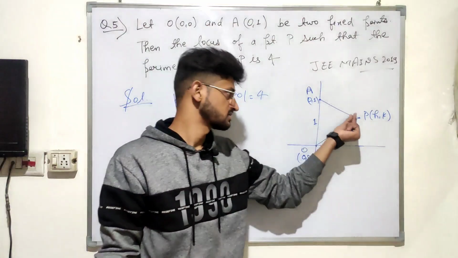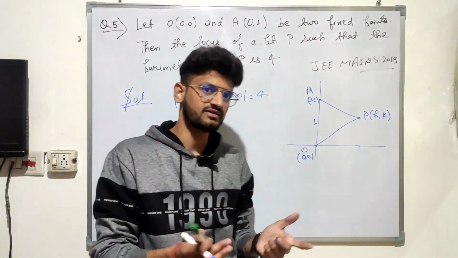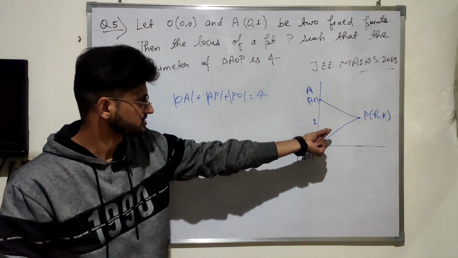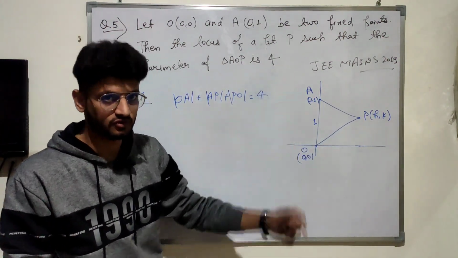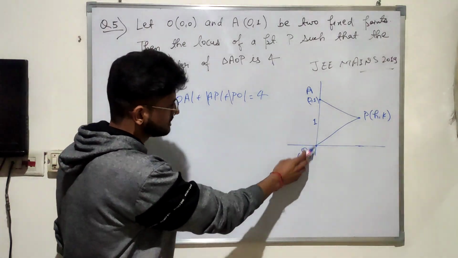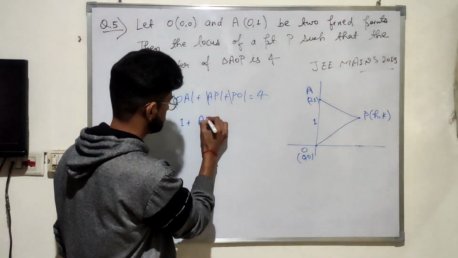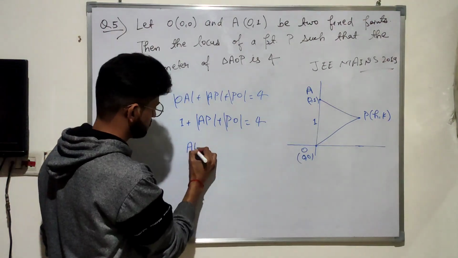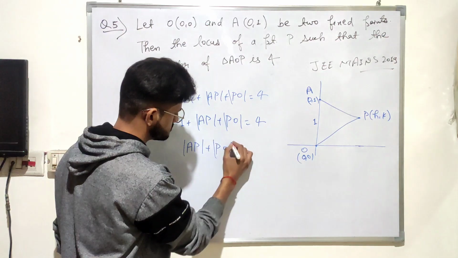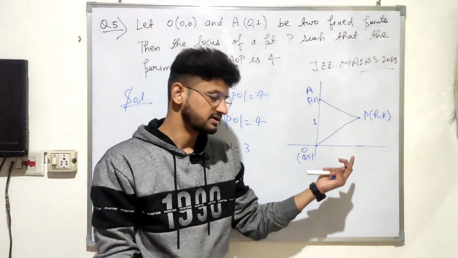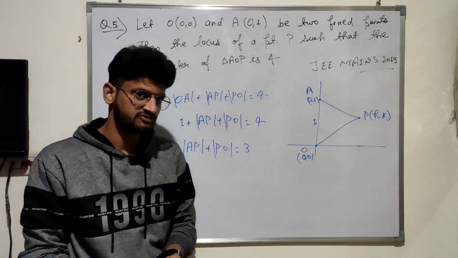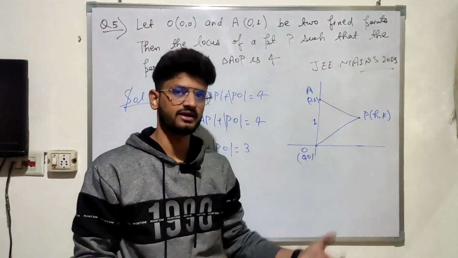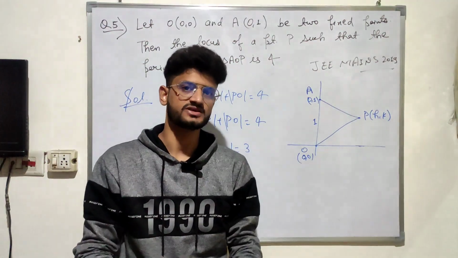Since this is the perimeter, perimeter is just the sum of all the sides of any given geometrical figure. In this case, this is a triangle. So the sum of all the sides of a triangle is going to be the perimeter, and this is given to us as 4 units. So here side length OA is going to be 1 plus side length AP plus side length PO equals 4 units. After solving it, we got AP plus PO equals 3 units. Now we need to use the distance formula to find the distance of AP as well as PO, and after that we just need to solve it as in step number 2 as we have discussed.